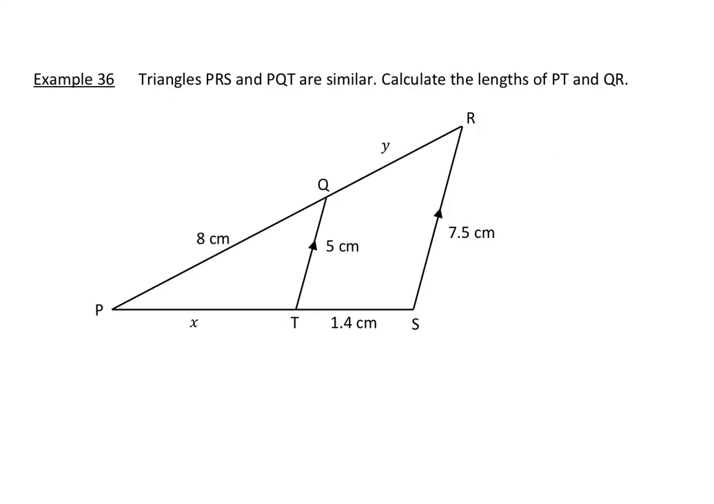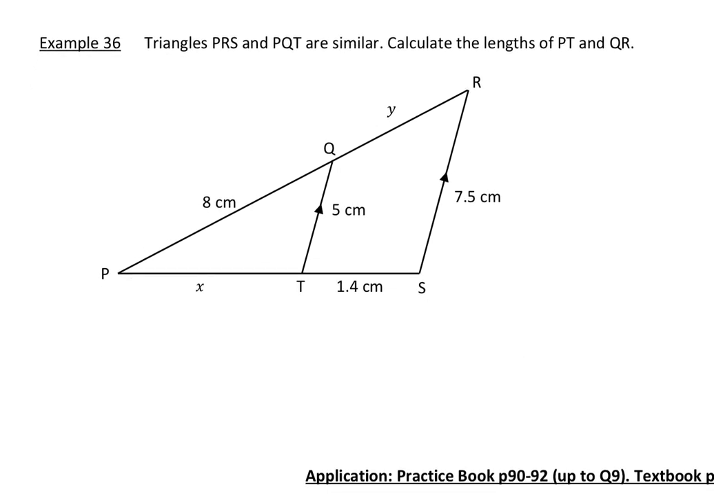Our last example says triangle PRS and PQT are similar. Calculate the lengths of PT and QR. And they have been helpful, and they've labelled PT with X and they've labelled QR with a Y. Now again, in this question, you've got a small shape here, which is enlarged to become this larger shape here. So the small triangle becomes a larger triangle. So you can, if you want, redraw this shape and work this and go from there. I'm going to do this using the scale factors.